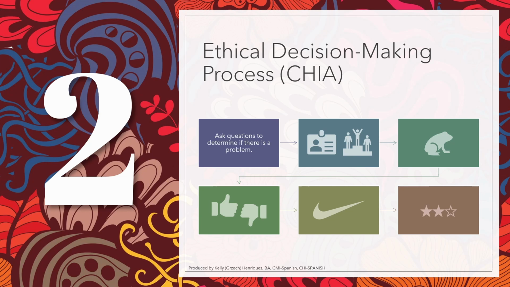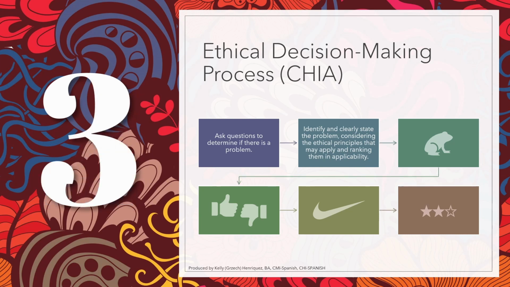Okay, ID and rank. So we're going to identify our problem, clearly stated, rank those ethical principles. Remember, step 2 is the only step that has 2 parts. And then here's the full text. You see how long it looks? Identify and clearly state the problem, considering the ethical principles that may apply and ranking them in applicability. Step 3 is our therapy frog, little frog. This is where we consider our personal values relating back to the problem. Clarify personal values as they relate to the problem.